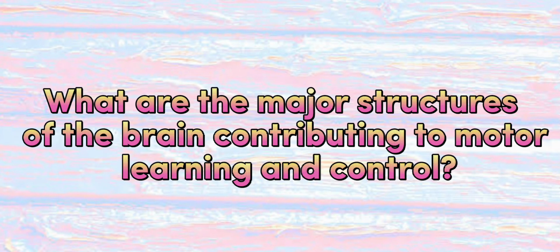And for the fifth question, what are the major structures of the brain contributing to motor learning and control? Among the four lobes, the frontal lobes are the largest and are responsible for a variety of functions, and included are motor capabilities such as voluntary movement, communication, cognitive, and behavioral processes. And the primary motor cortex, or precentral gyrus, contains the regions responsible for the movement of bodily parts.